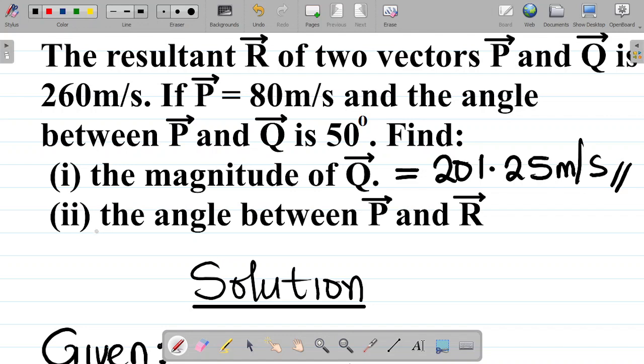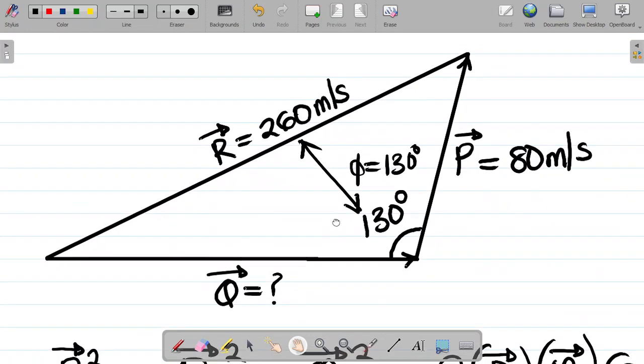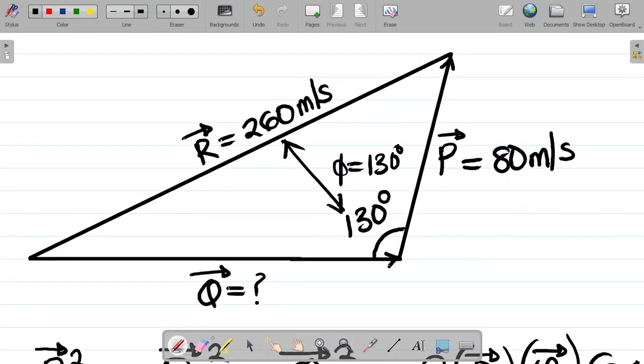The B part, or the second part, says find the angle between P and R. From this diagram, we're looking for the angle between P and R. Let me take this one off a bit. So how do we solve for the angle between P and R? First things first, where would that angle be in this diagram? This is the part of P, this side here, and this is for R.